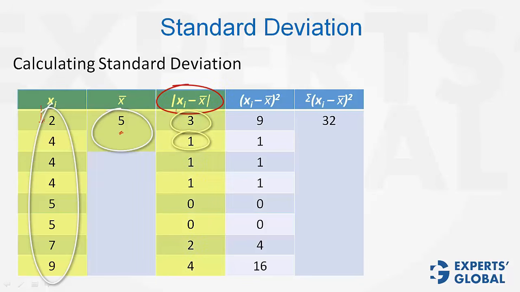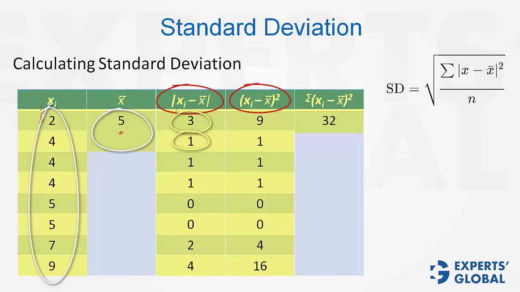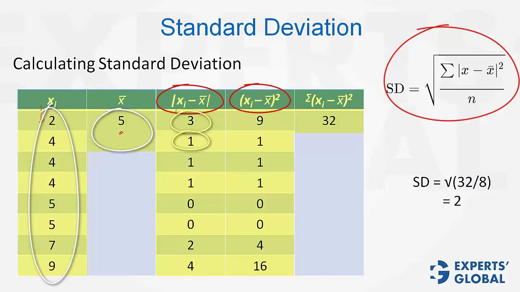Likewise, then the square of these values, these are the respective square of the values in the fourth column, then the last column represents the sum of these values. Standard deviation is the sum of these values represented in the last column divided by n, the number of terms, and now square root. Therefore, square root of 32 divided by 8, in this case. The standard deviation for this set is 2.